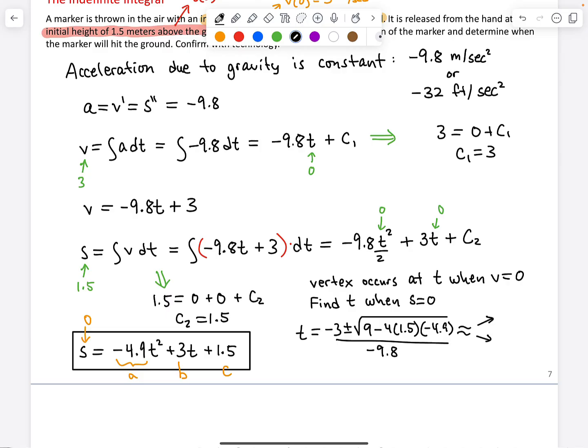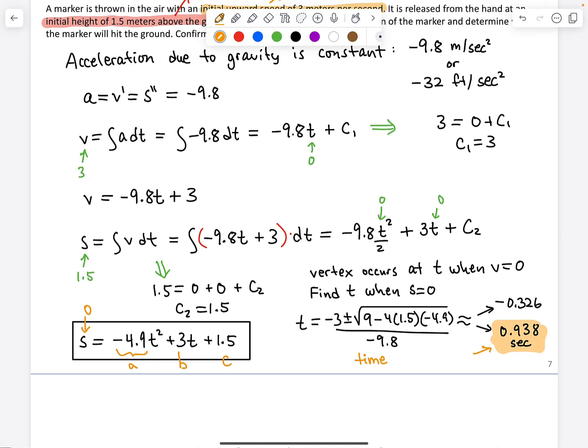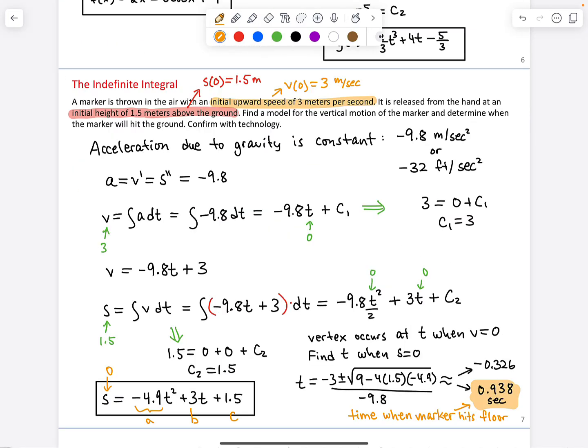Using a calculator, we get approximately these two t values. Only one of them is after t equals 0. So this is the time that we're after, and it's the time when the marker hits the floor. Okay, and this concludes our lesson on the indefinite integral.